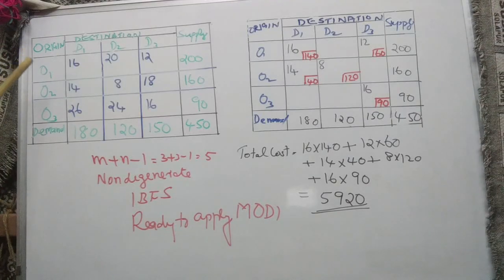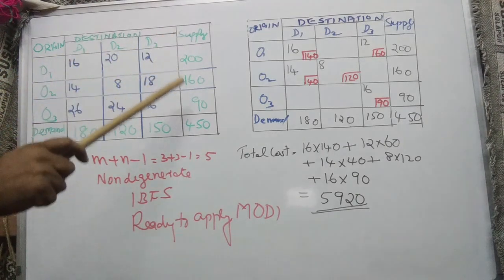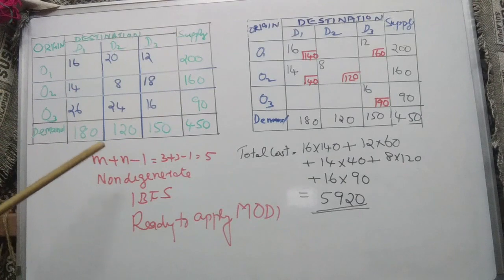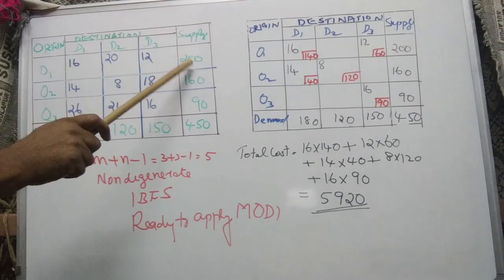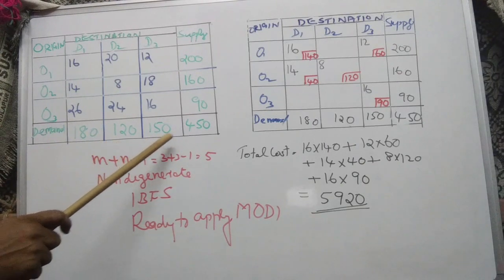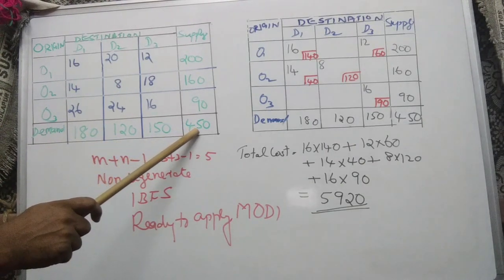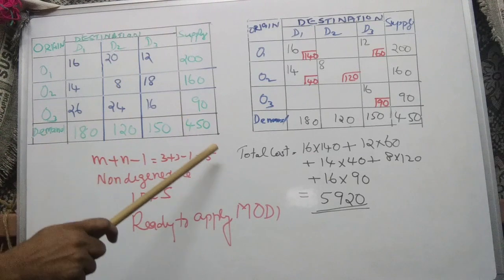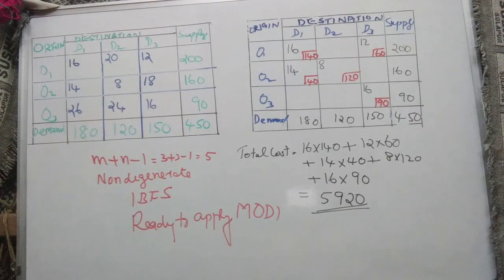A transportation problem is given as origin, destination, etc. These are so familiar to us. Supply 200, 160, 90, demand 180, 120, 150, and the total is 450. So it is a balanced problem. That is the first condition. It should be balanced, and it is satisfied.